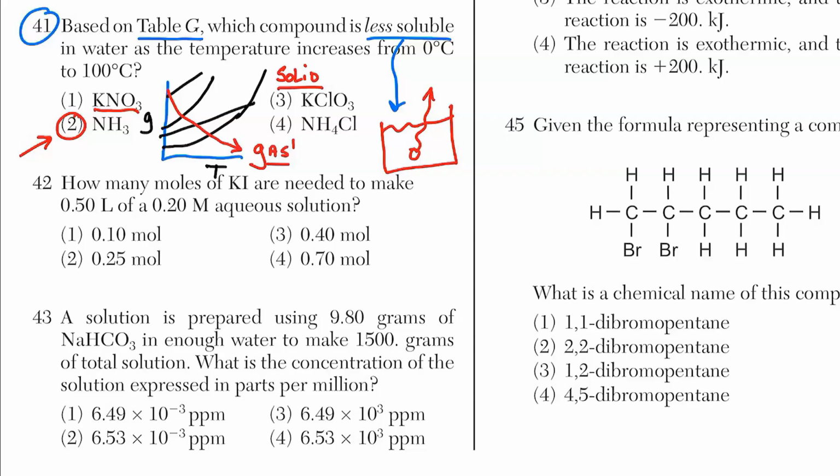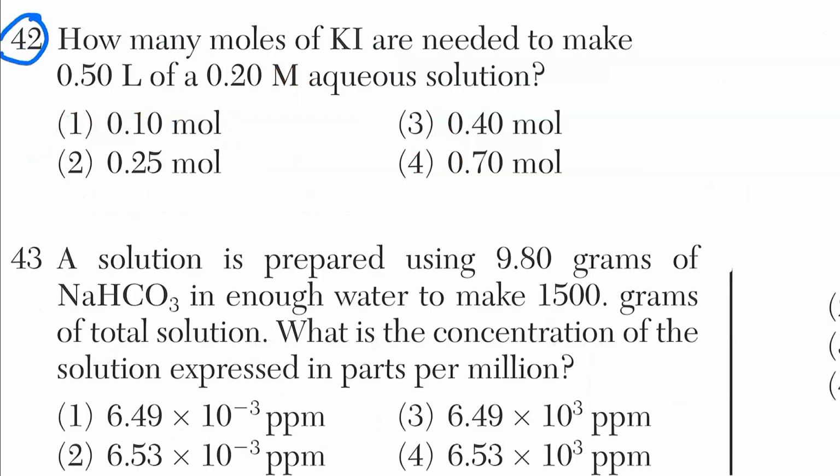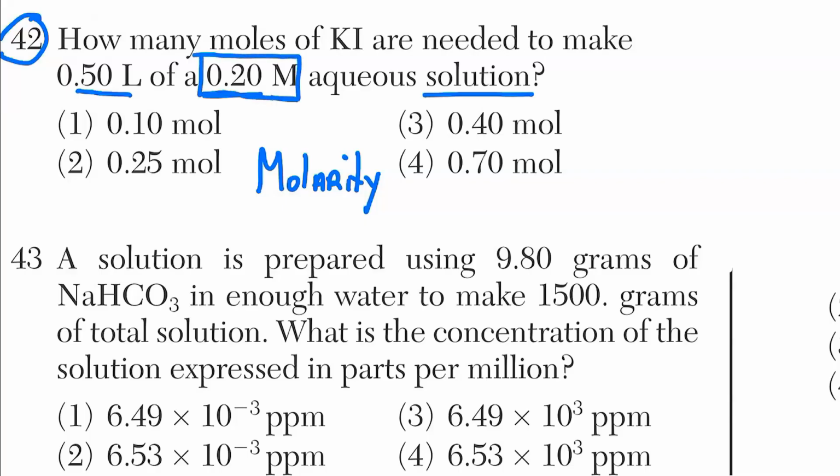On to 42. Number 42. How many moles of KI are needed to make 0.5 liter of a 0.2 big M aqueous solution? What the heck is M? M is molarity. We've seen it for a couple of different equations. So if you're not knowing what you have to do here, they're looking for a concentration. How much of something we're trying to dissolve, which in this case is KI, exists in a certain amount of solution? That's a concentration. Now, if you're not aware of that, go find big M.